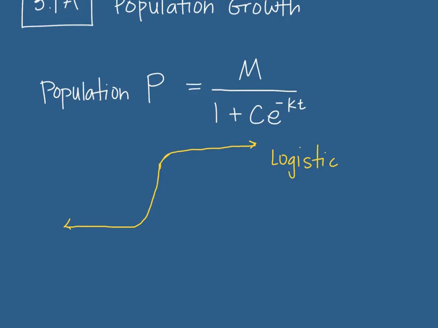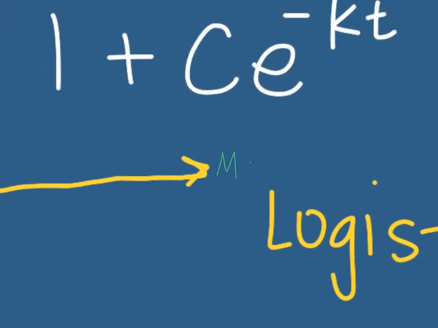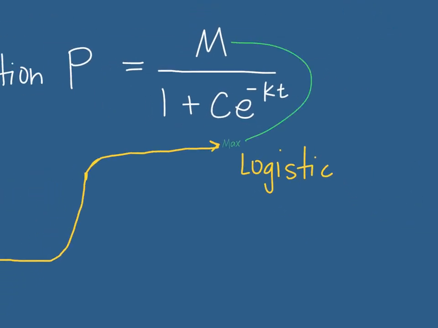How do you know when a population is going to level out? If you could zoom in and label the end of that with the letter M. M stands for max, and that max right there matches the number that is in the top of the equation. The top of the equation will tell you what the top of the graph is going to be. The graph will level out at that particular number.